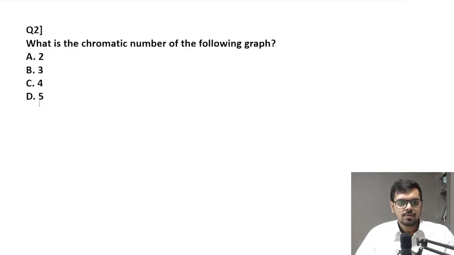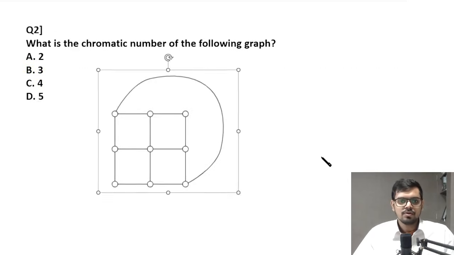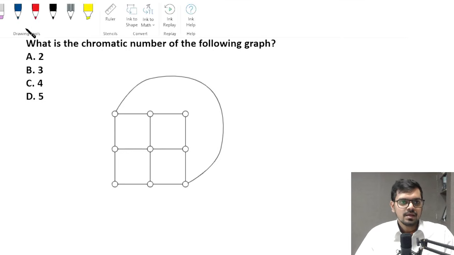To the next question. What is the chromatic number of the following graph? Where is the graph? Oops. This is the graph. I know you have seen the solution, but try by yourself again. Tried? Okay, now it's my turn.